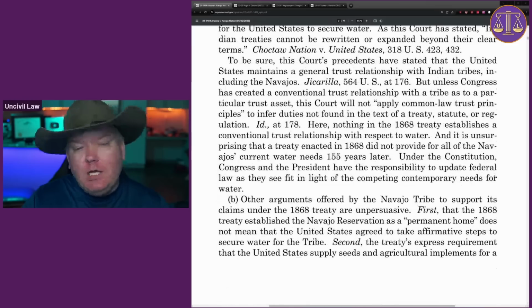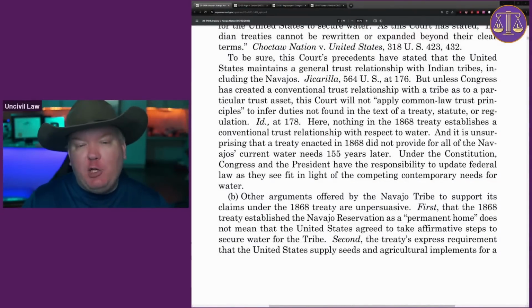Okay. To be sure, this court's precedents have stated that the United States maintains a general trust relationship with the tribes, including the Navajo. So unlike a typical land contract, where I sell you land as a private party and we are just completely done with each other, we are totally private parties and never the twain shall meet again, here, that is not completely true. The United States has some kind of trust relationship with the tribe. So they can't just necessarily transfer the land and be completely done with it, because they maintain some overall obligation to act in trust. And as a trustee for the tribes, they have some affirmative obligations to the tribe.